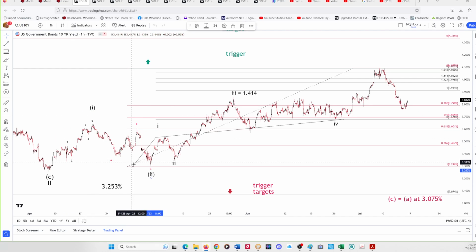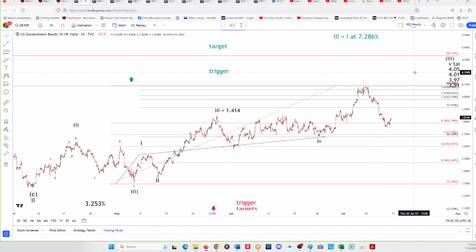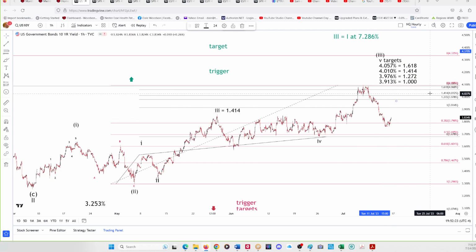Okay, we had a 1 up, parentheses, a 2 down, and then within the larger wave 3, we had a 1 up, 2 down, 3 up, 4 down, and we're looking for a move above this high here, the 1.414 multiple for wave 3. We got it, and we got a higher high, which is most likely 5. Here's our targets here for 5. You can see them in the black, but I've written them out.